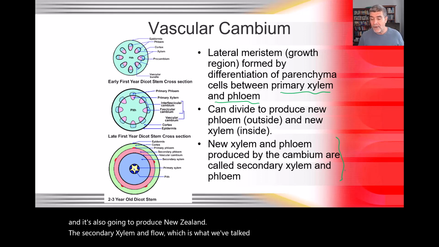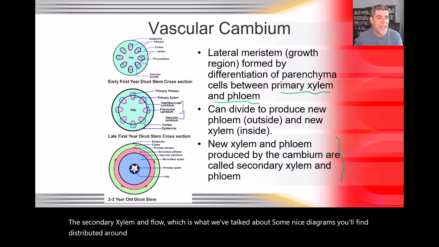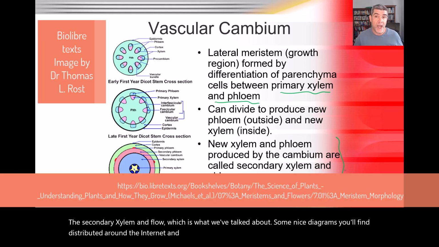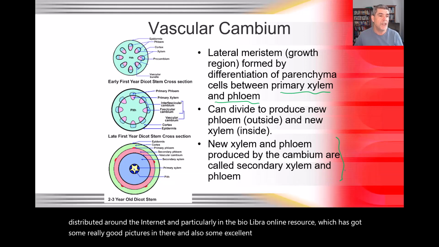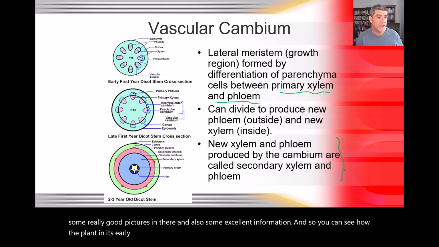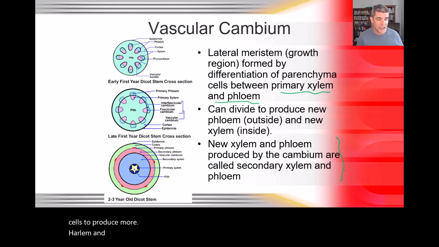Some nice diagrams you'll find distributed around the internet, and particularly in the BioLibra online resource, which has some really good pictures and also some excellent information. And so you can see how the plant in its early development is going to use this property of differentiation in the cambium cells to produce more xylem and more phloem and continue to grow as a result of that. So we can see primary xylem remaining in the center around the pith.